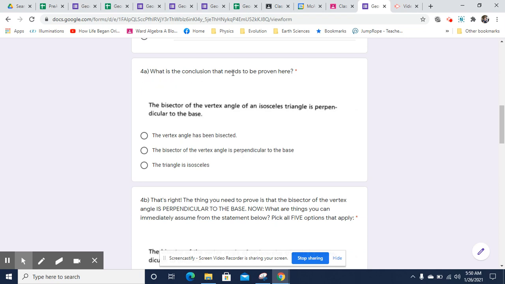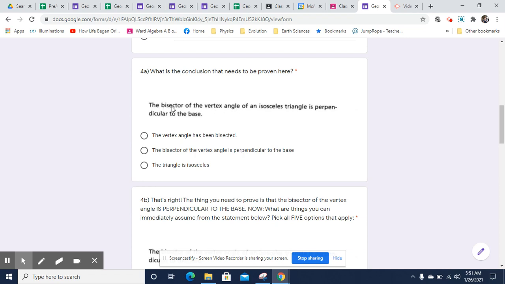So number 4A, what is the conclusion that needs to be proven here? This is stated in an unusual way from what you've been dealing with. It says the bisector of the vertex angle of an isosceles angle is perpendicular to the base. Okay, so the vertex angle has been bisected. Well, that doesn't seem to be the conclusion. The bisector of the vertex angle is perpendicular to the base. The triangle is isosceles. So the triangle being isosceles is just stated. It is an isosceles triangle. That's what we're dealing with. That's a given. Okay. The vertex angle being bisected is stated.